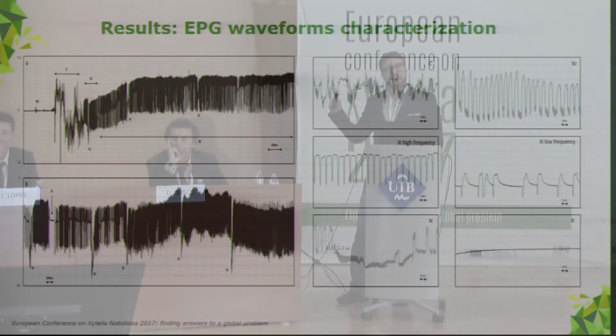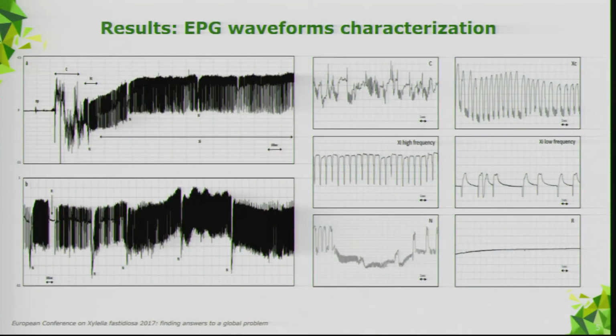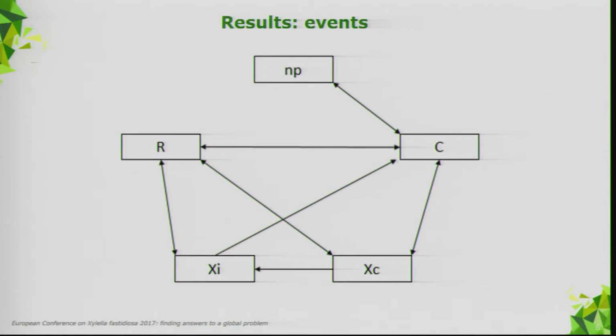Okay, these are the main waveforms. We detected 5 main waveforms for Philaenus spumarius that we named C, XC, XI, both high frequency and low frequency, and R. Just now, look at the likelihood of the events.